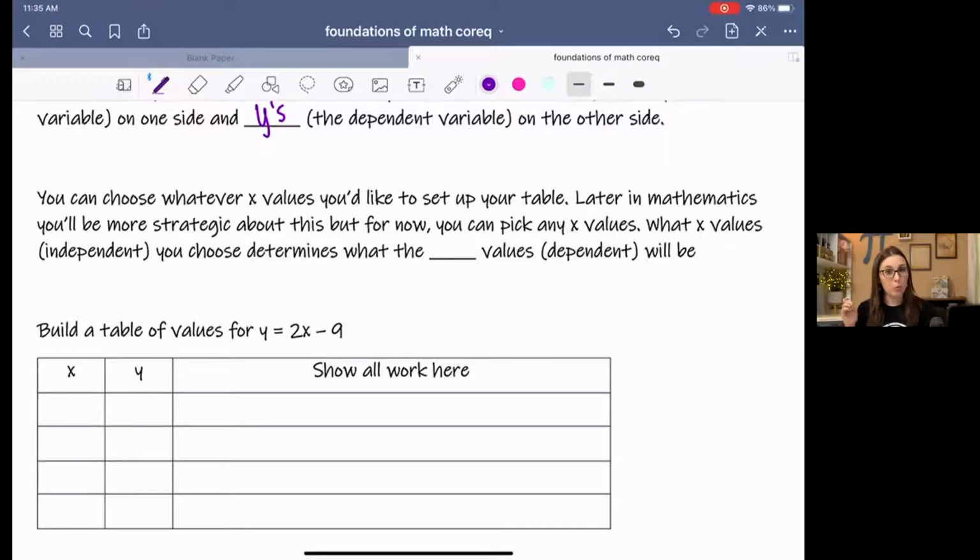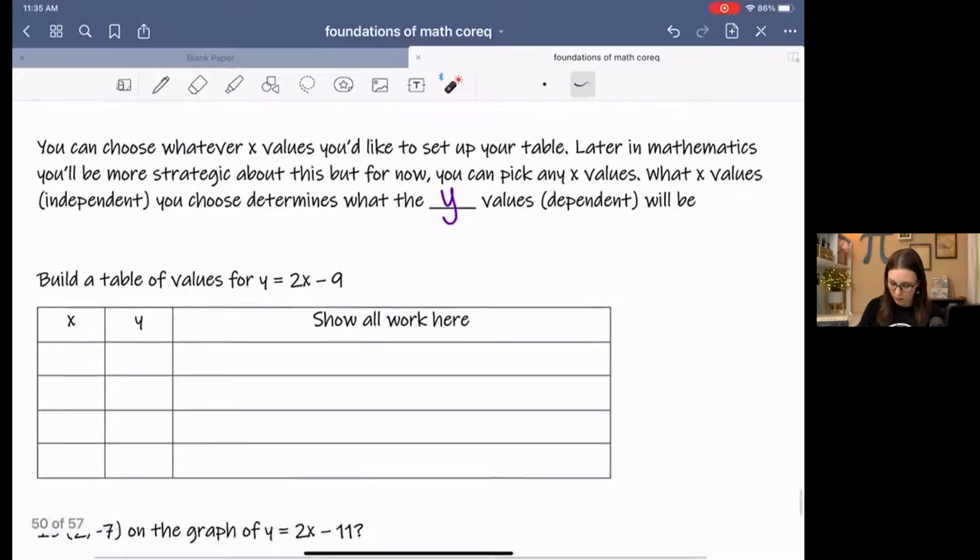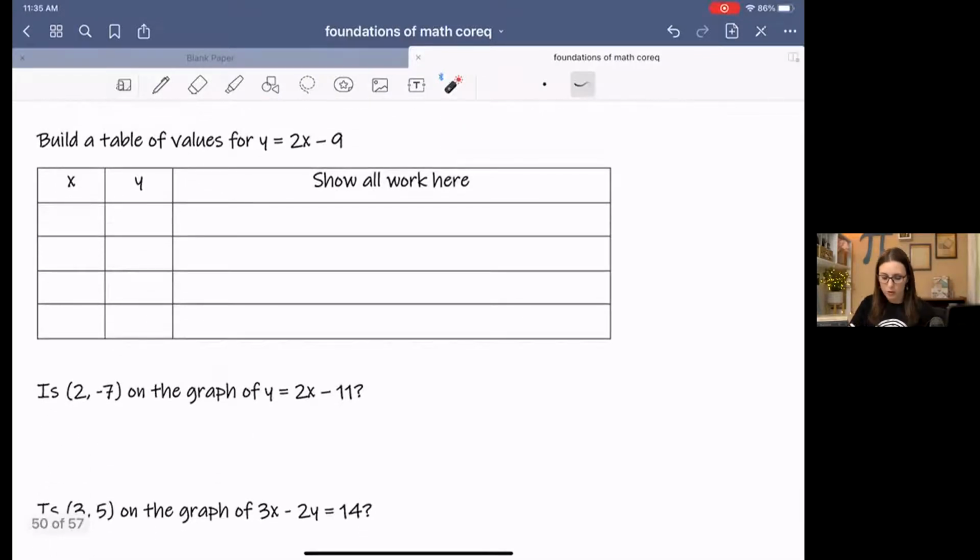But whatever x value you do choose, this does decide the y value, which is why the y value is called dependent, because the y value is dependent upon whatever x value you choose to use. So if we build a table of values for this linear function with y equals 2x minus 9, I can pick any x value that I want.